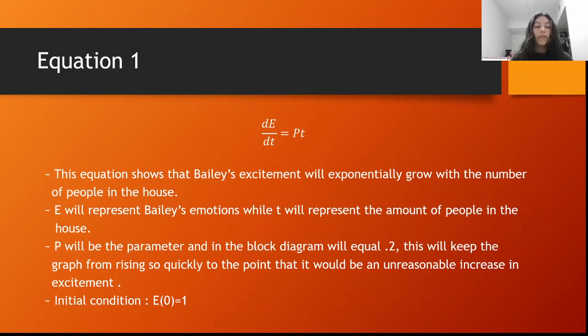This will keep the graph from rising so quickly to the point that it would be an unreasonable increase in excitement. And our initial condition here is E of 0 equals 1. And that is because our solution to this differential equation is e to the power of pt, and of course you can't have the natural log of 0, so we change that to 1.